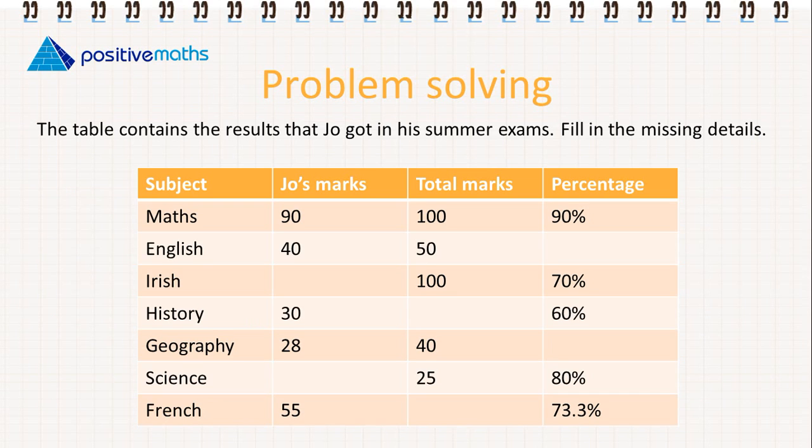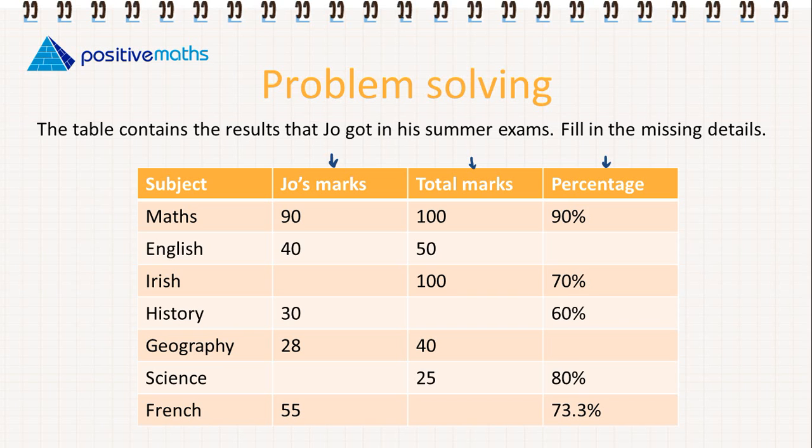The table below contains the results that Joe got in his summer exams. We want to fill in the missing details. Okay, so if we look at the table, we will see that we're given Joe's marks. We are given the total marks that the exam was out of, and we're given the percentage that he got. And we're given 7 different subjects. Okay, so the first row is done first. He got 90 out of 100, so he got 90%.